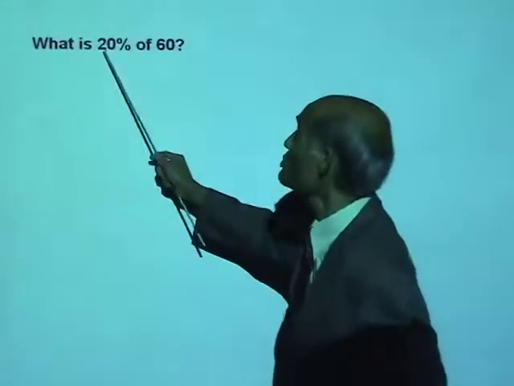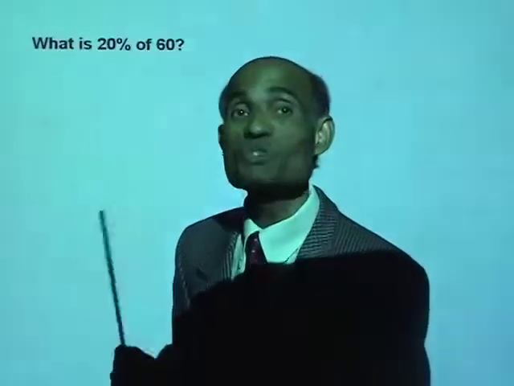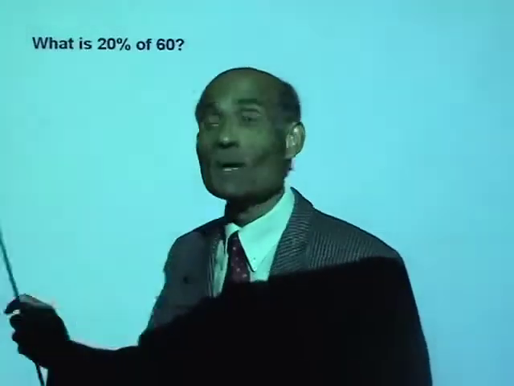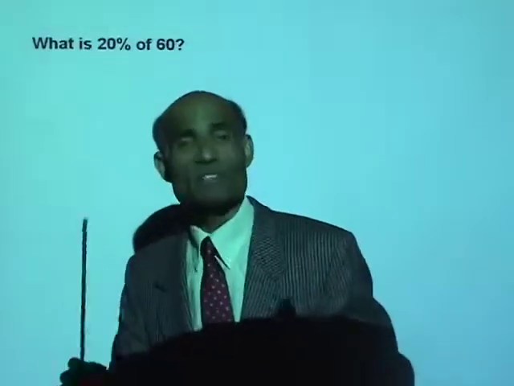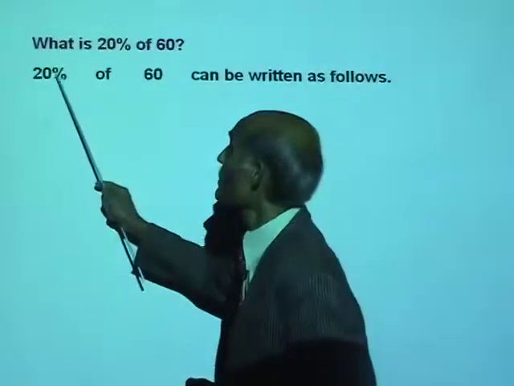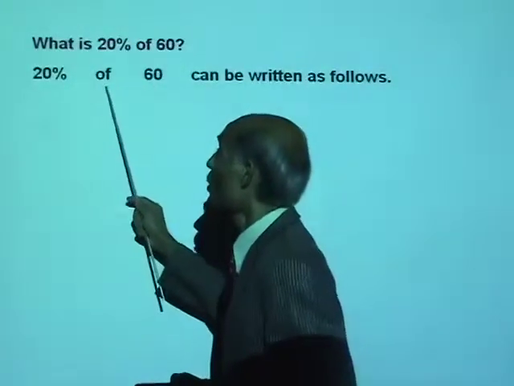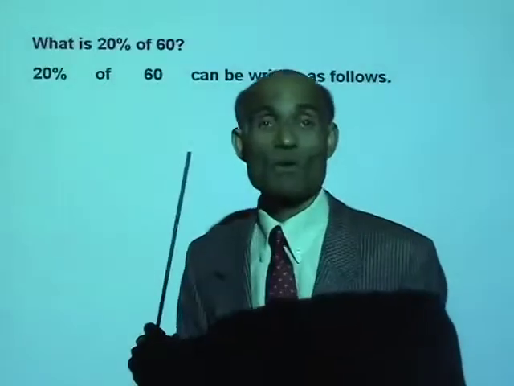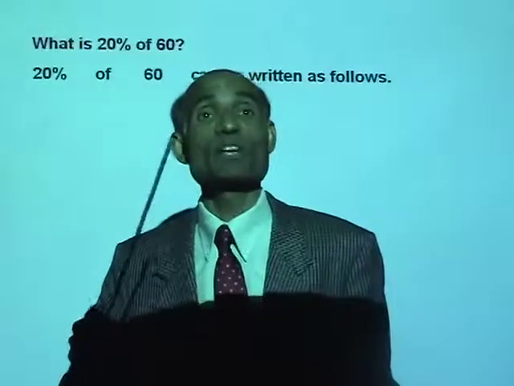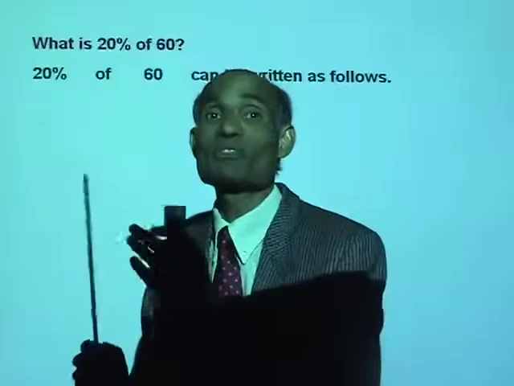Okay, what is 20% of 60? You can actually rewrite this sentence into an equation straight away. Look at this. 20% of 60. What does "of" mean? "Of" actually stands for multiplication there. 20% of 60 means 20% multiplied by 60.